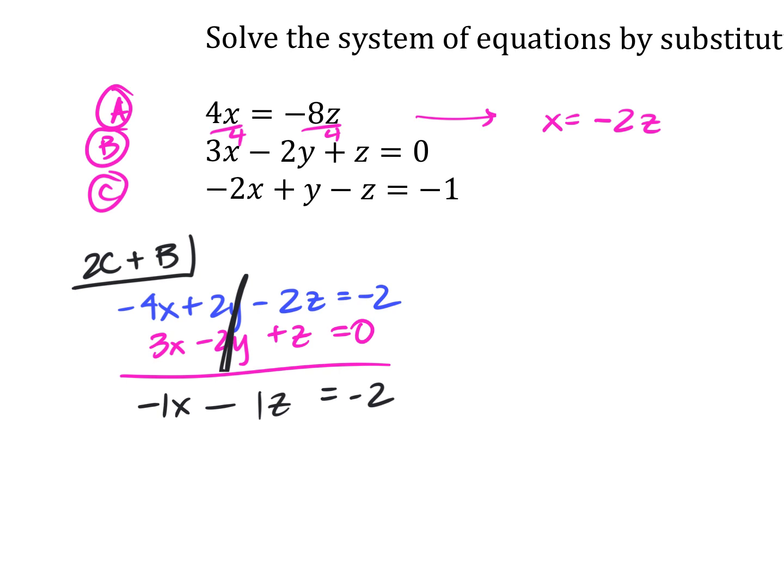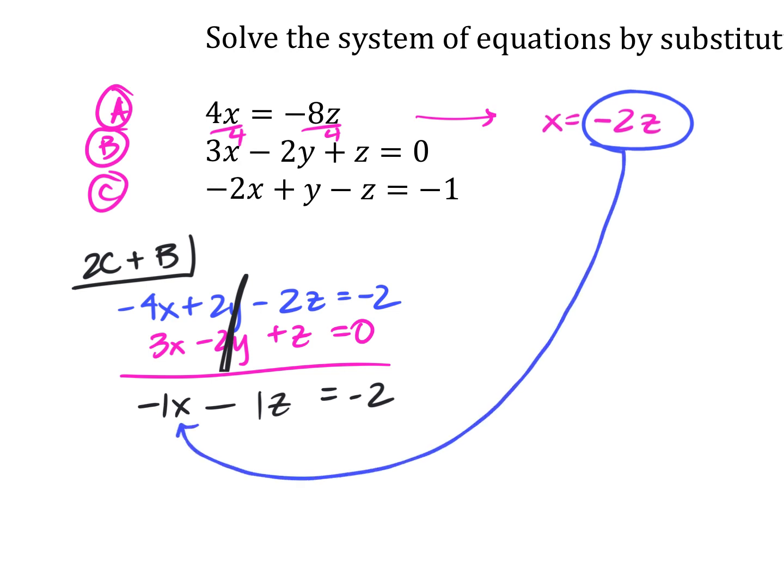So if x is negative 2z, that's equation A, right, Ritz? If I plug that in for x down here, is that involving my B and my C? This guy I only got by involving B and C, right? So we have to involve A into this somehow. This is beautiful. Let's go plug it in, peeps.